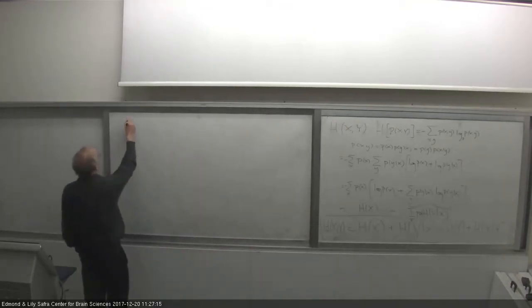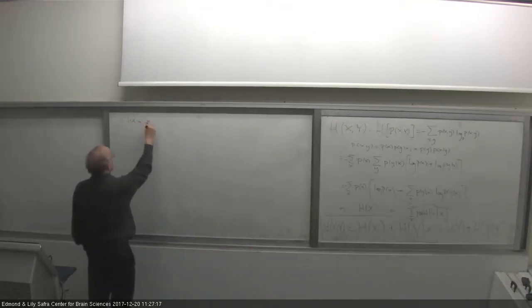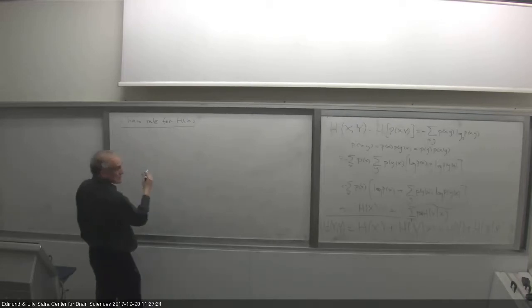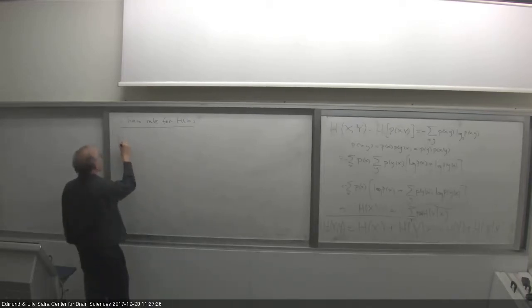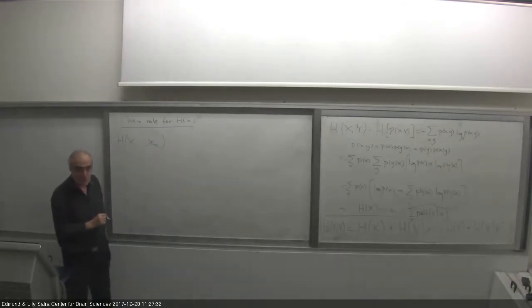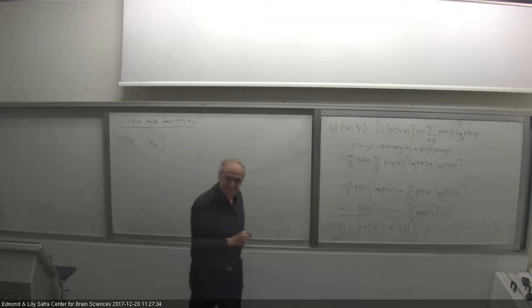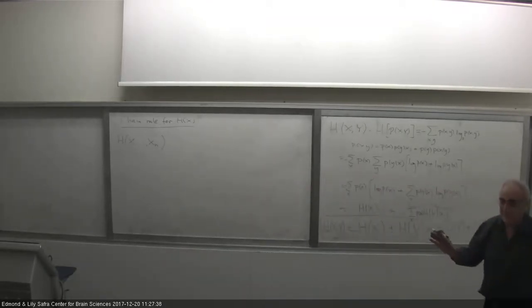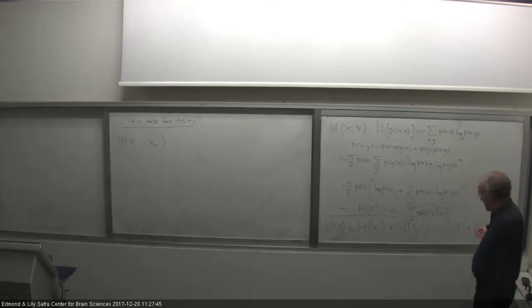So chain rule for entropy. You could generalize it easily by induction if you insist. So if I have the entropy of, let's say, n variables, what will it be? Guess yourself. If they're independent, it's just the sum of the entropies. But if they're not independent, try to generalize this.